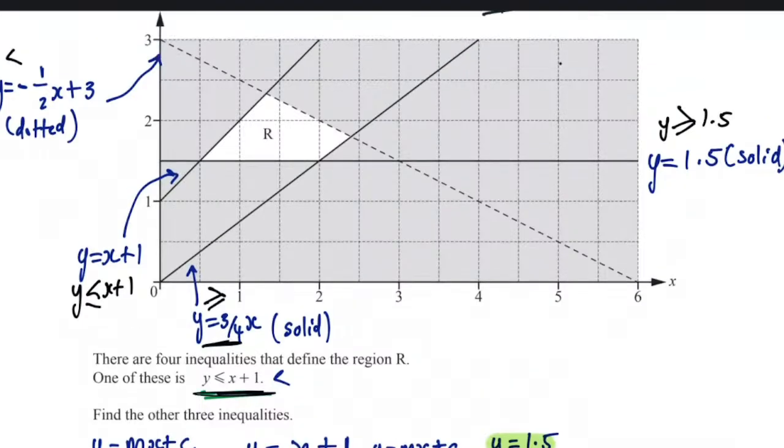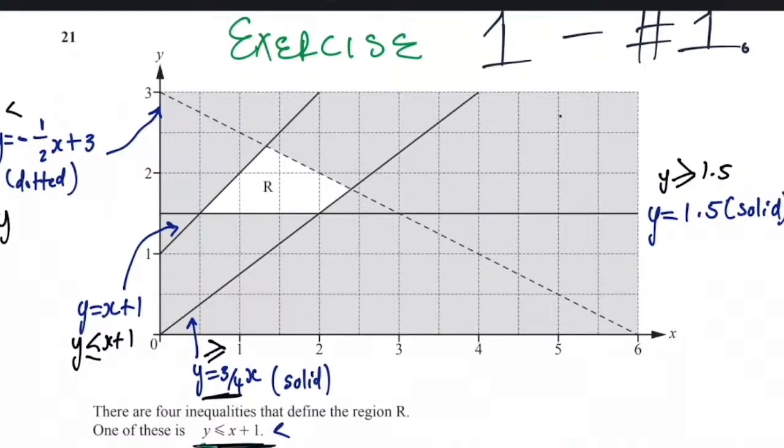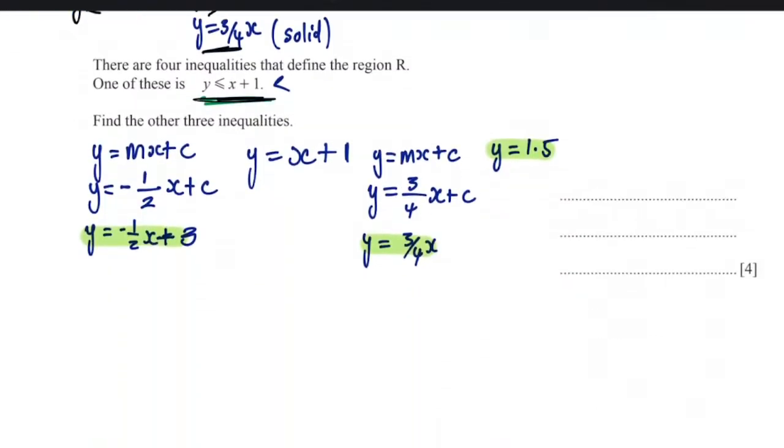For this one, we said less than. So in other words, we have y less than negative half x plus 3. So that's the first one. You just come and say the first inequality is y less than negative half x plus 3. We come and put it here: y less than negative half x plus 3, because the unshaded region is below it.